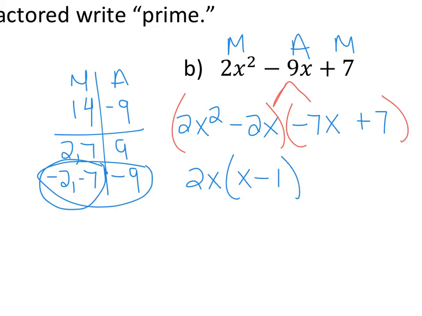And in the second grouping, I have a 7 in common, but again, I want you to notice I have a plus here and a minus here. If I want to make this minus, I have to pull out a negative. So I'm going to pull out a negative 7, which would change this term to a positive x and this term to a negative 1.